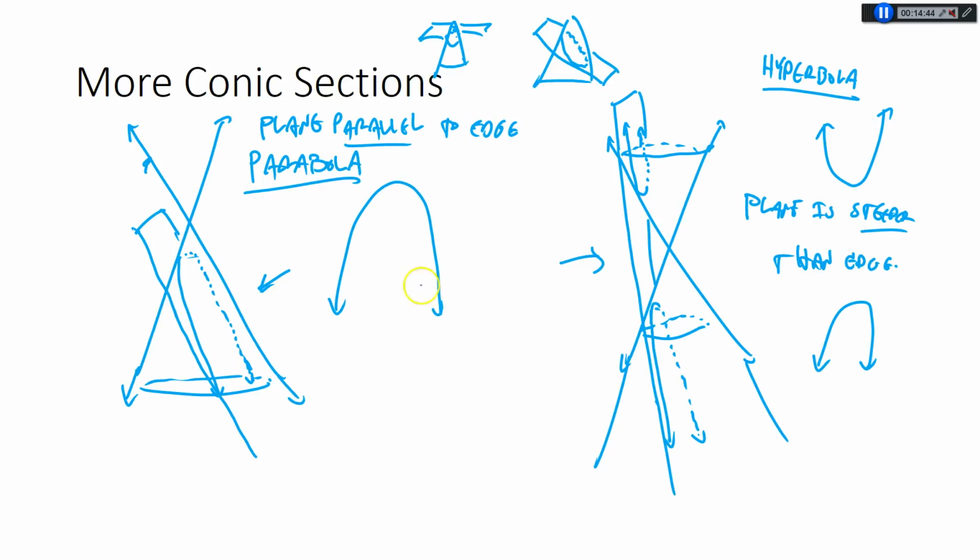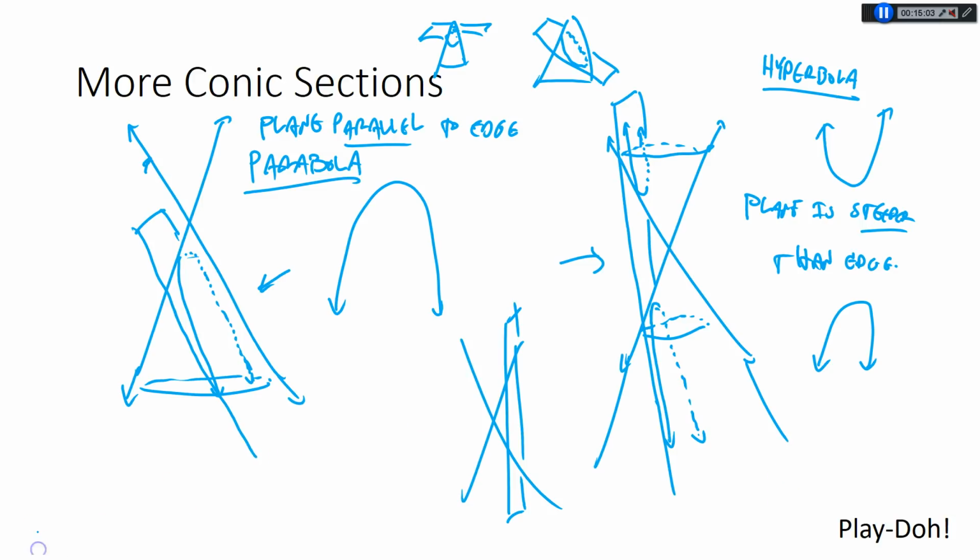So parabola, just one, right? Because it doesn't intersect the top. Hyperbola has these two things. Sometimes you can do one that's straight vertical. Straight vertical might be the easiest plane to do for a hyperbola because it's going to intersect the two parts of the cone. But it doesn't have to be vertical. It just has to be steeper than the edge.